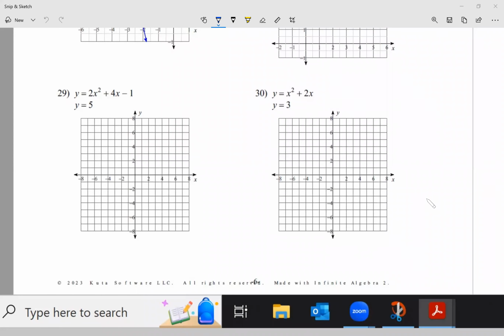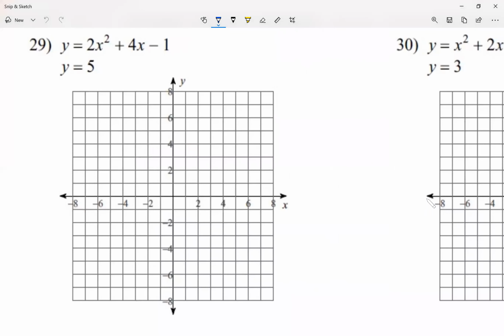Okay, so we're looking at solving by graphing. We're going to learn how to factor later. Tomorrow we're going to be looking at how to solve by factoring. But today, let's take a look at how to solve by graphing.